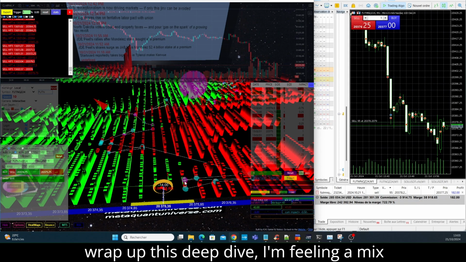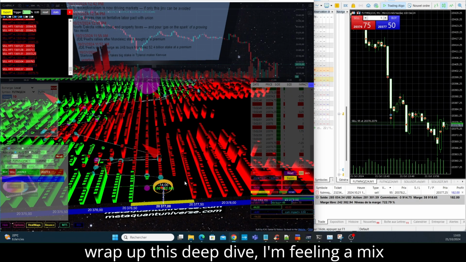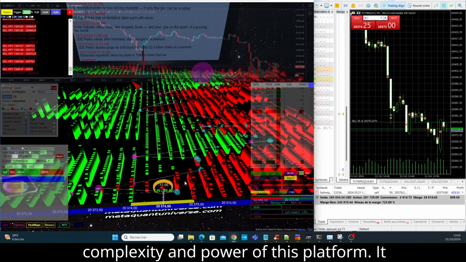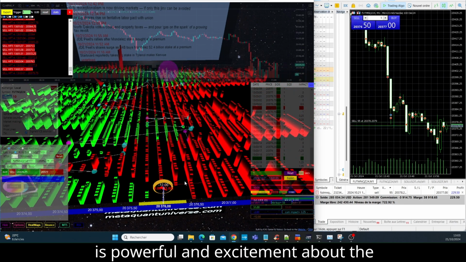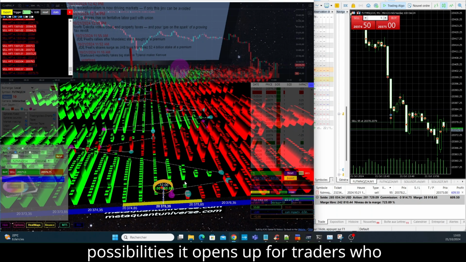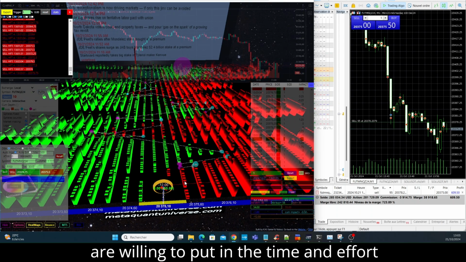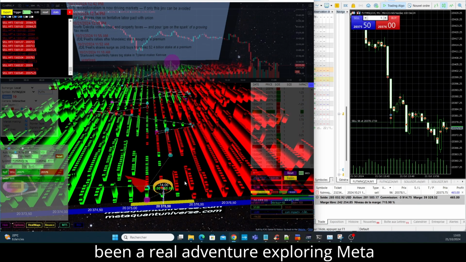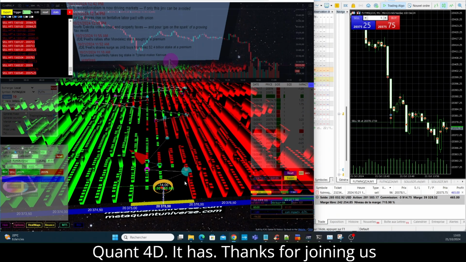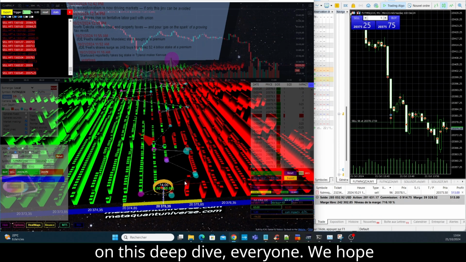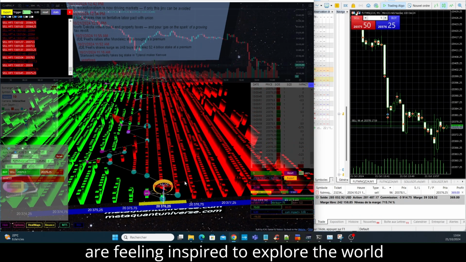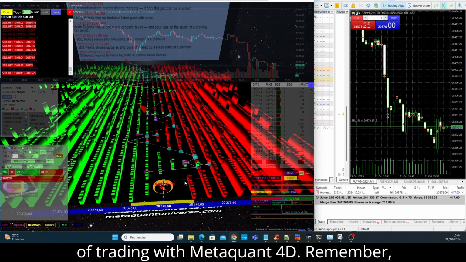As we wrap up this deep dive, I'm feeling a mix of awe and excitement. Awe at the complexity and power of this platform, and excitement about the possibilities it opens up for traders who are willing to put in the time and effort to master it. Couldn't agree more. It's been a real adventure exploring MetaQuant 4D. Thanks for joining us on this deep dive, everyone. We hope you've gained some valuable insights and are feeling inspired to explore the world of trading with MetaQuant 4D.